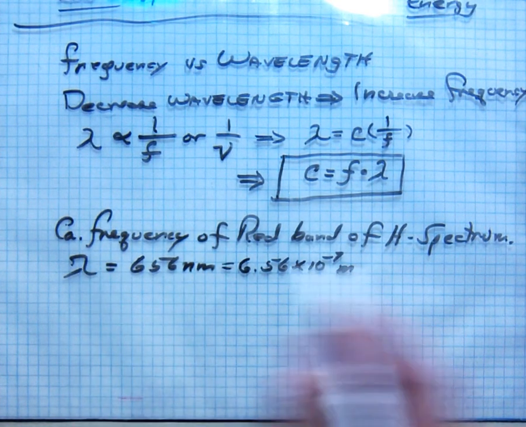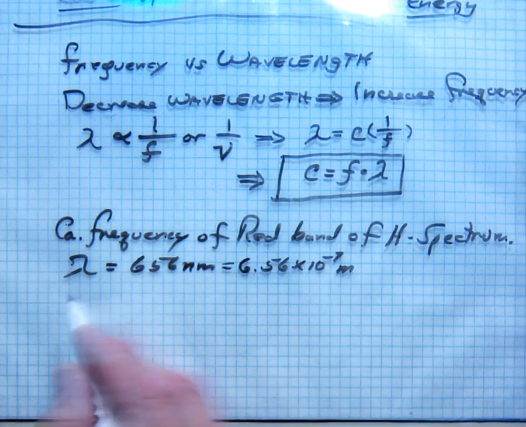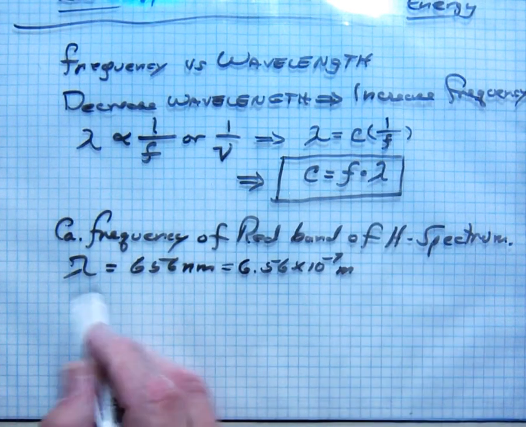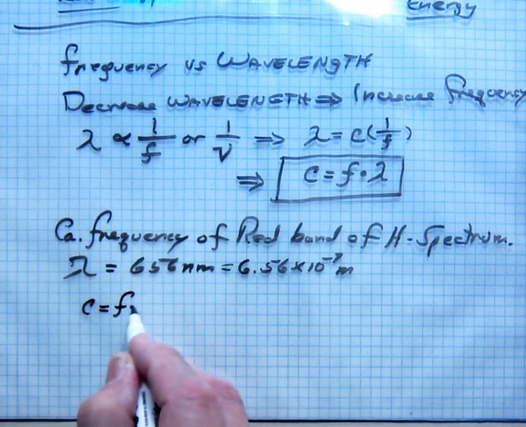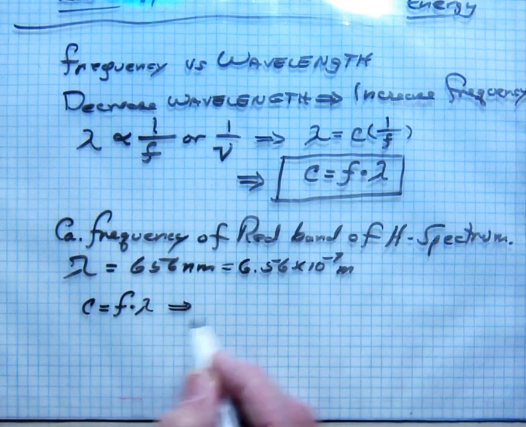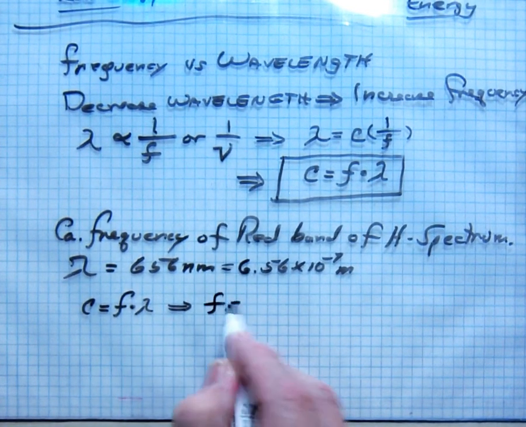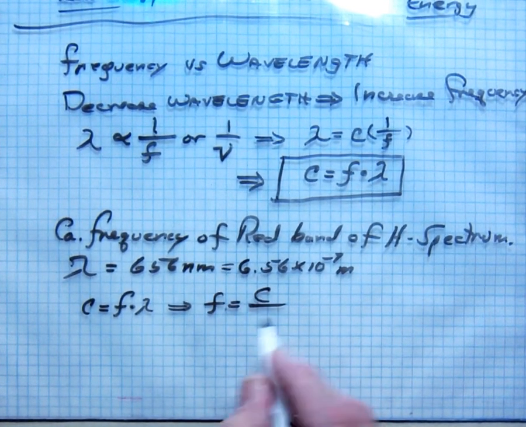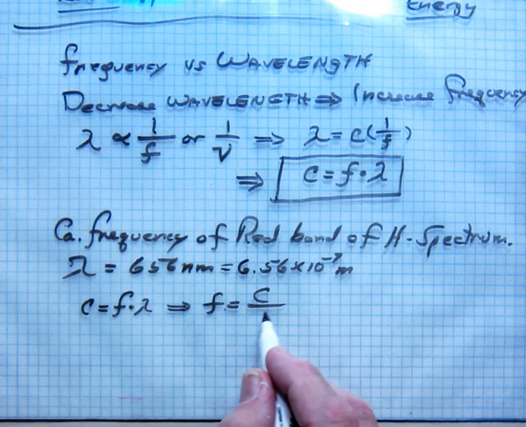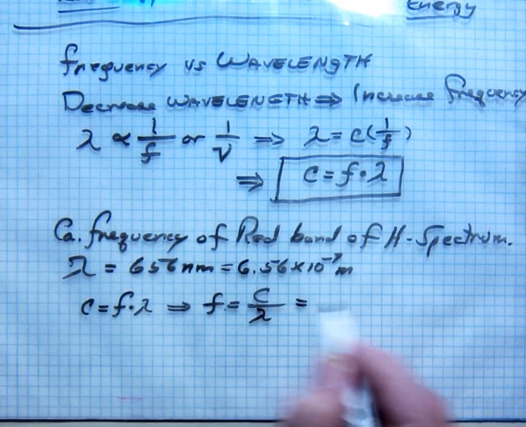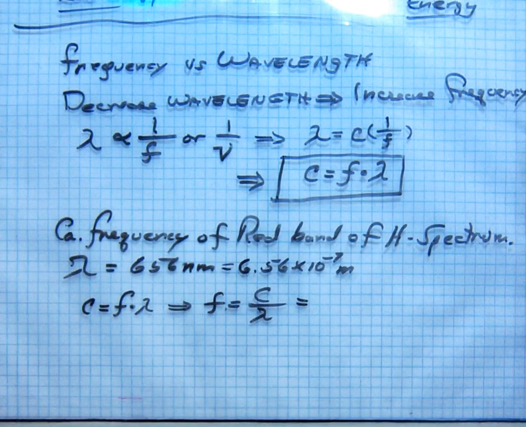Okay, calculate the frequency of the band, and you're given a wavelength here. Based on this, c equals frequency times wavelength, and it's asking us to calculate frequency, which is the speed of light over wavelength. And the speed of light, sometimes I won't put that in the problem itself, and sometimes I do.